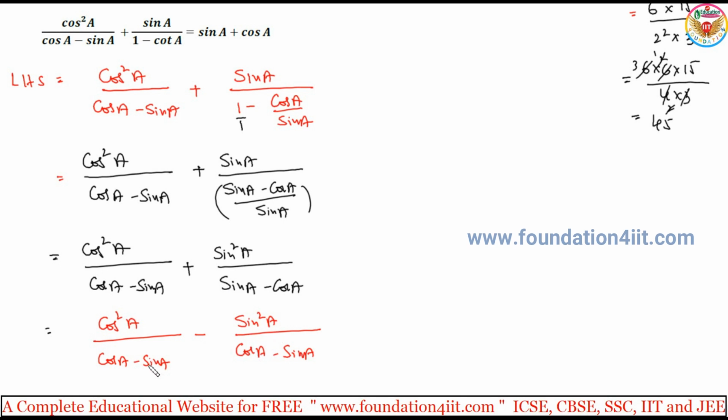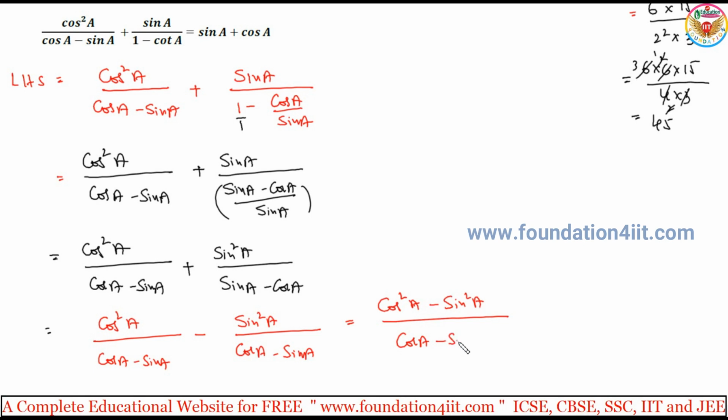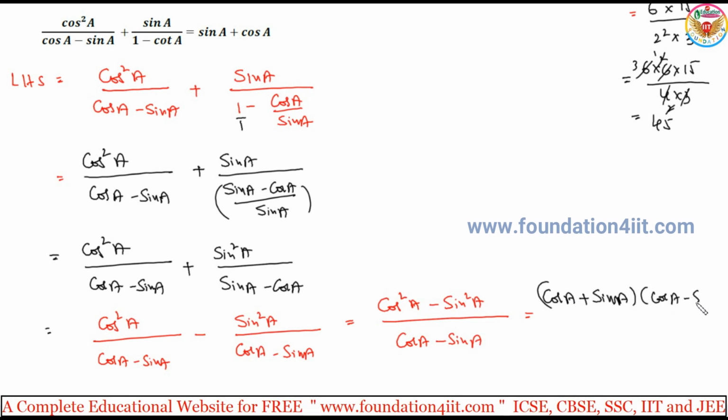So change it. Now when the denominator is the same, you can add the numerators. cos square a minus sin square a by the same denominator, right? Cos a minus sin a. Now the numerator can apply the a square minus b square formula: cos a plus sin a into cos a minus sin a, divided by the denominator, which is as it is, cos a minus sin a.